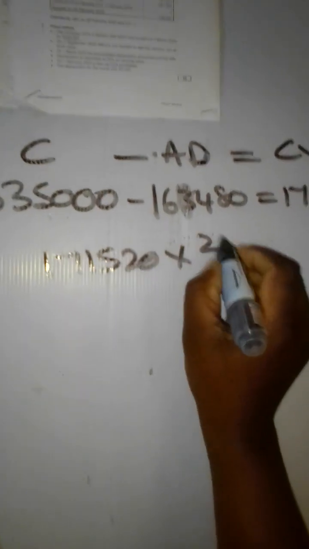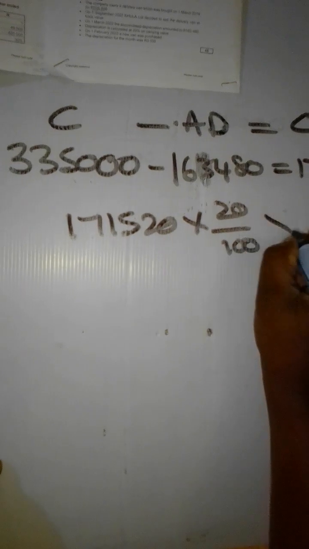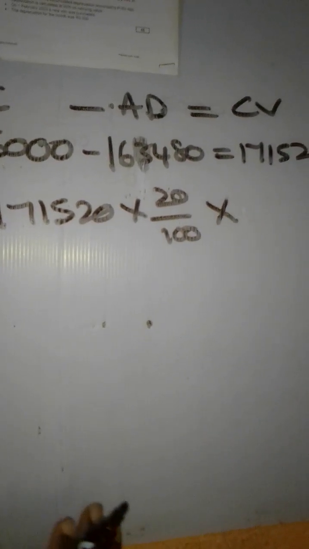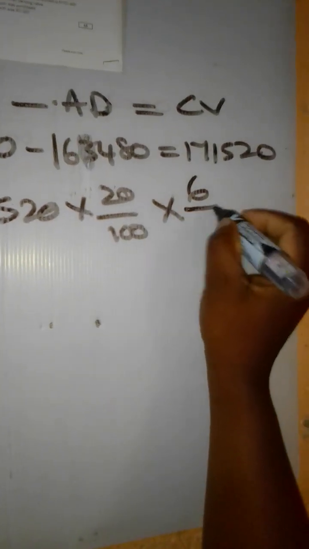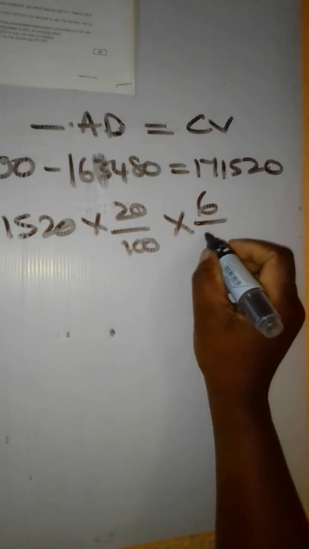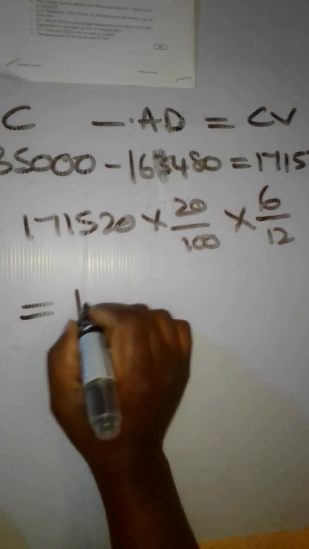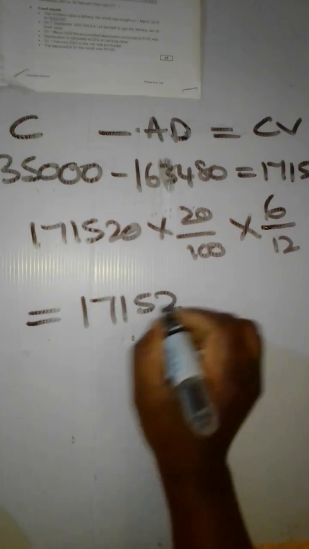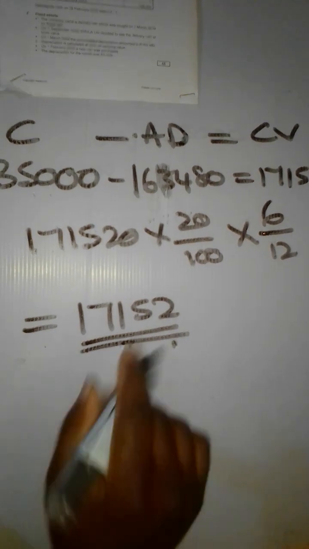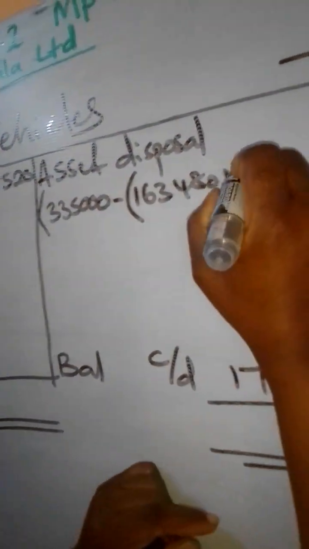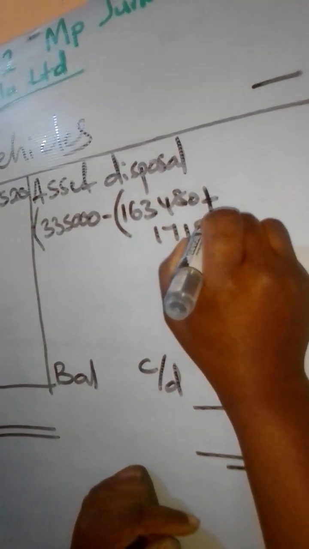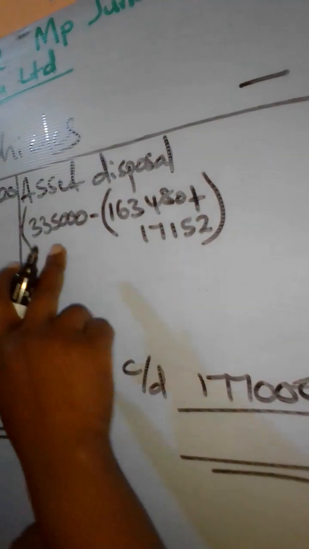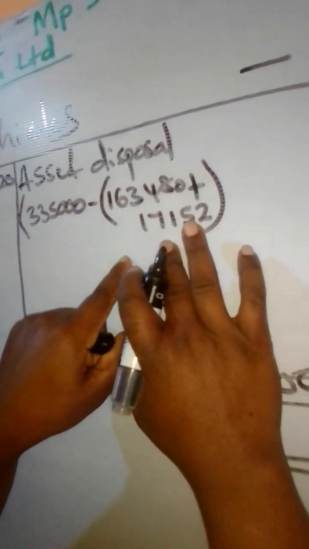Okay, 171,520 times 20%, which is the depreciation rate, times the number of months from 1 March to 1 September. There are 6 months. Okay, which is times 6 months, which will give us an amount of 17,152. Okay, that is our depreciation. This amount is a part of the depreciation for the asset that was sold. So here we say plus 17,152. Okay, so this is the total accumulated depreciation.